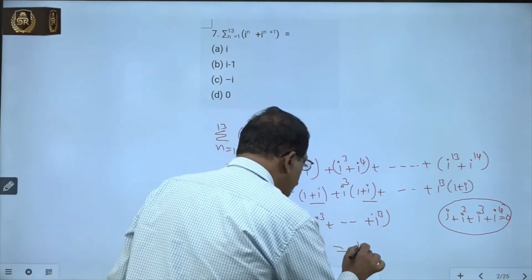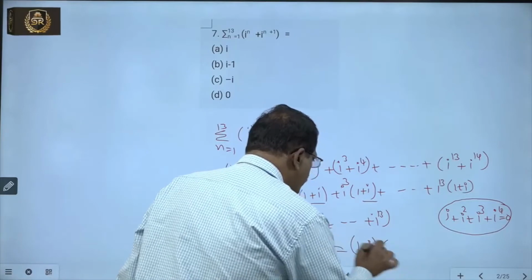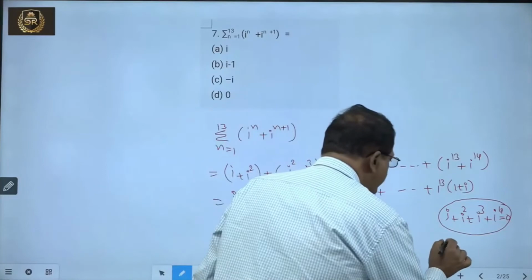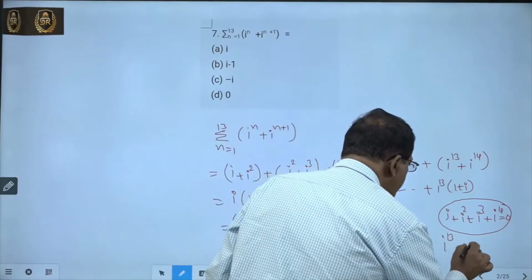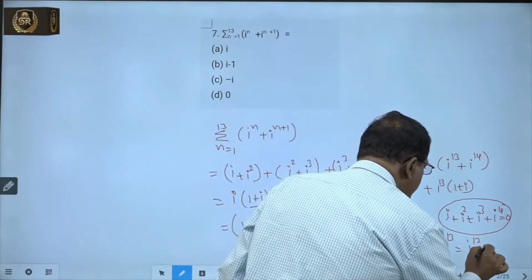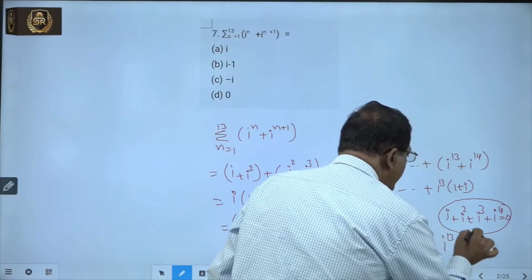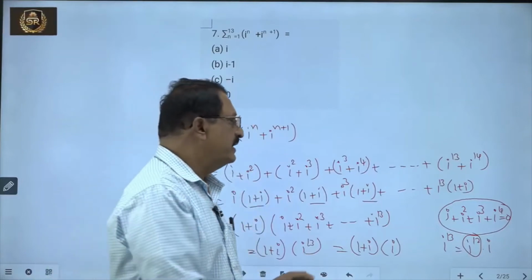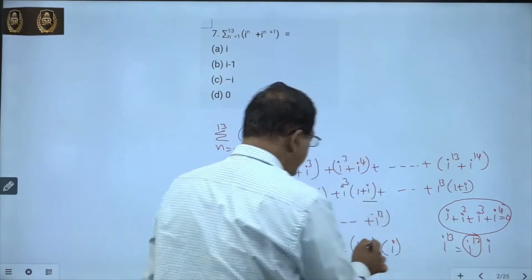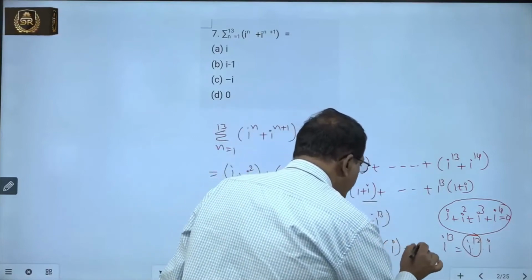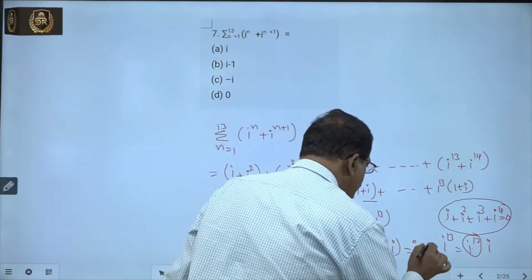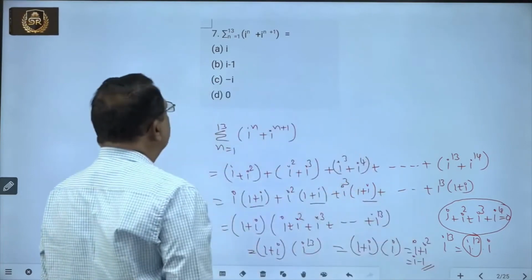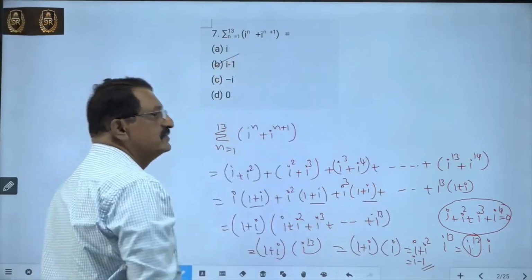Now that equals 1 plus i into i to the power of 13, and i to the power of 13 equals i, because i to the power of 13 equals i to the power of 12 into i, but i to the power of 12 is (i to the power of 4) whole cube, and i to the power of 4 equals 1. Therefore, i to the power of 12 is 1, into i, that equals i. So (1 plus i) into i equals i plus i square, that equals i minus 1. The answer is i minus 1. The second option is correct.